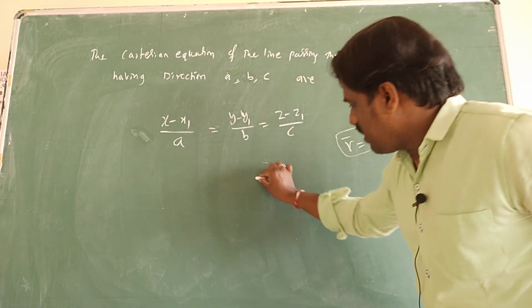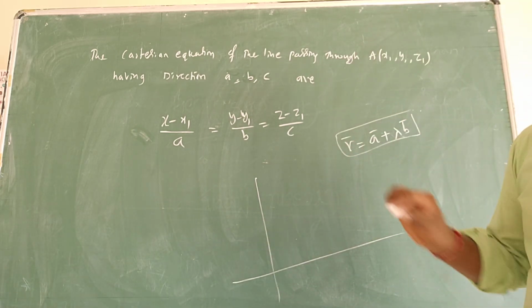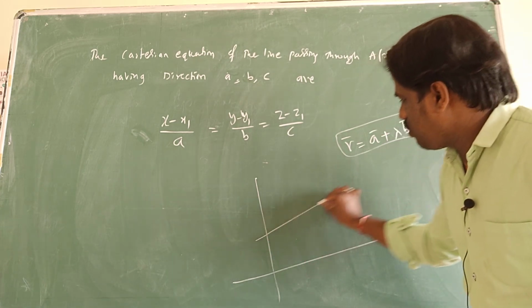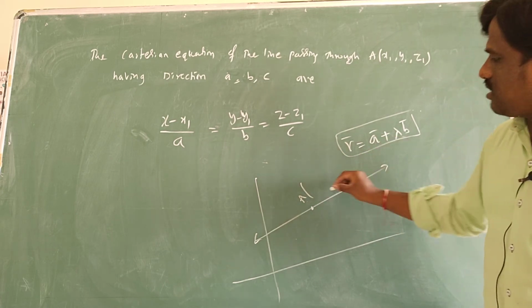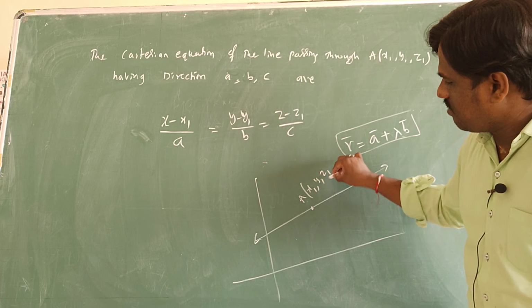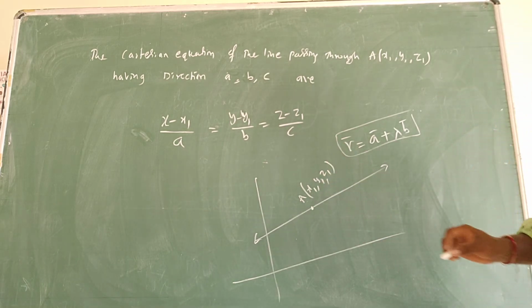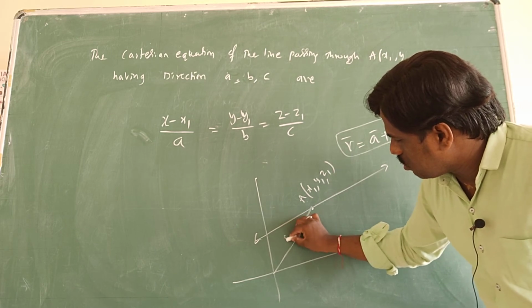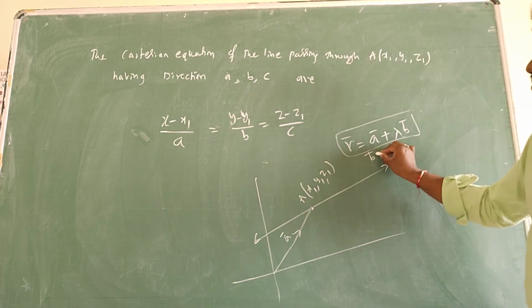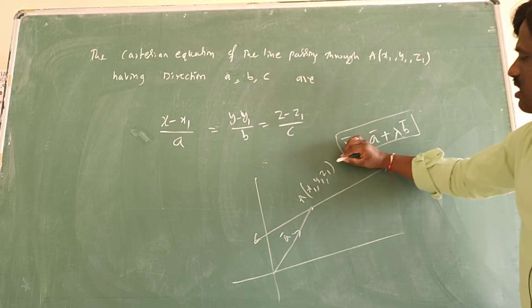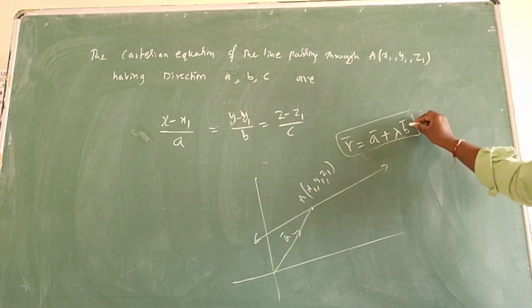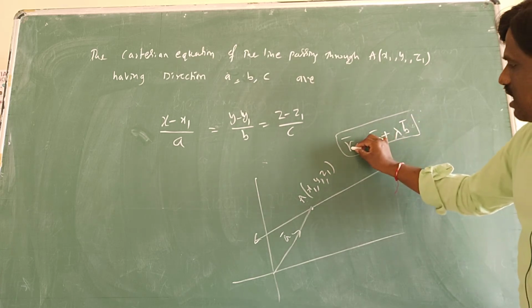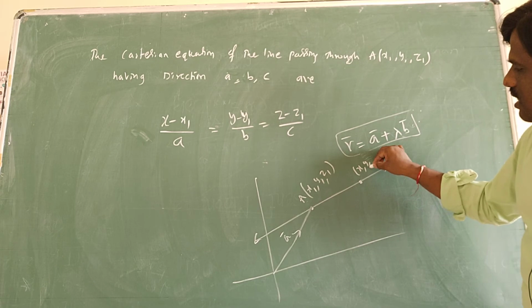See here, as I just explained, this is the coordinate system. You have to find a line equation, and you have a point A, suppose that is x1 comma y1 comma z1. You have joined it, and this is the A vector you wrote, and the direction is the B vector. But the B vector direction is not given; instead of the direction they gave A, B, C. So B vector is nothing but A, B, C. Then R is x comma y comma z.